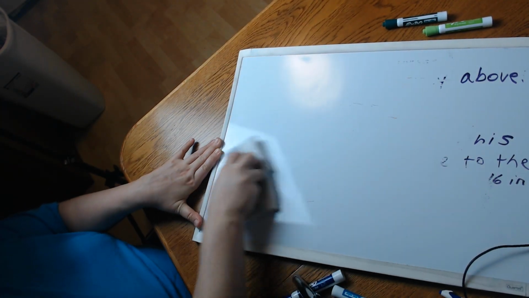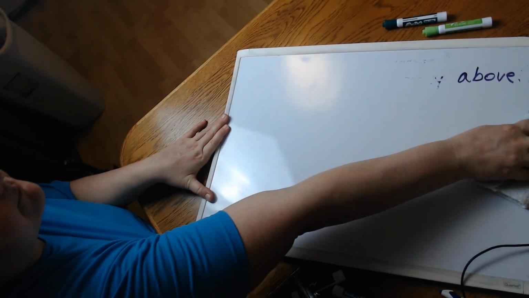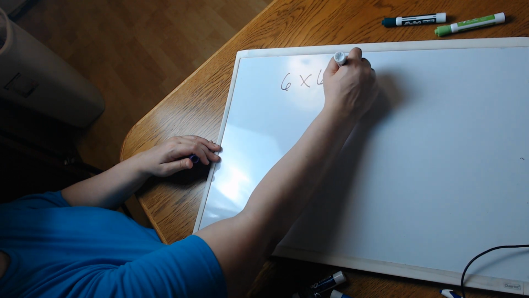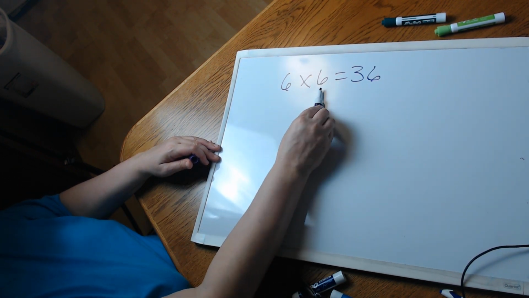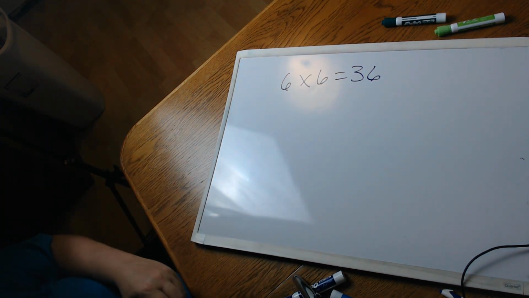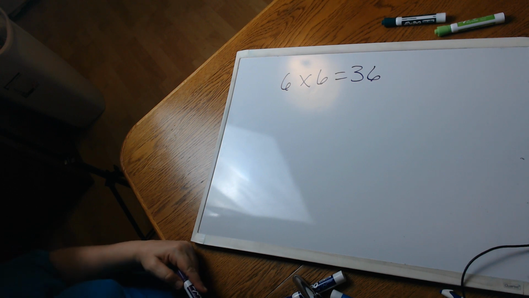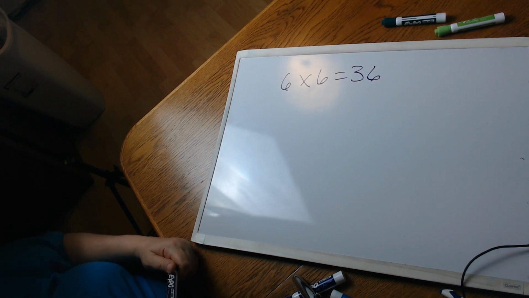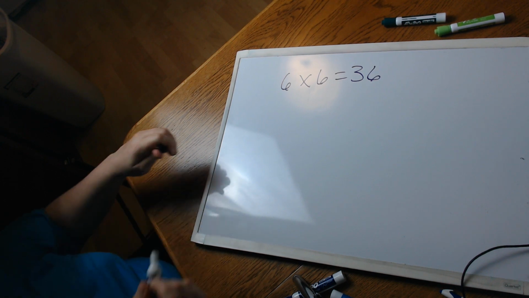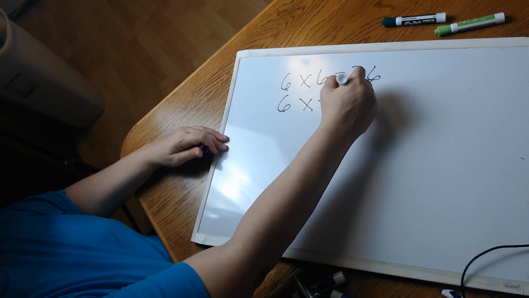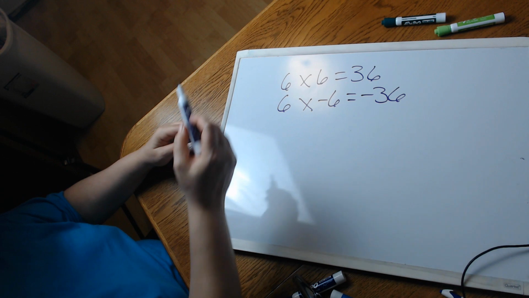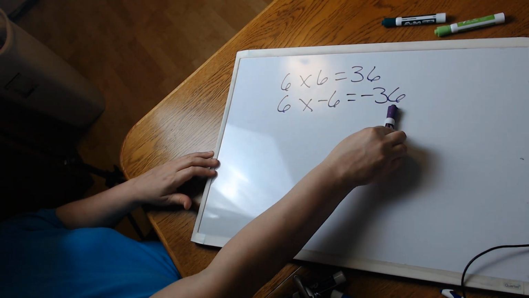Next, we're going to talk about multiplying and dividing negative and positive numbers. Okay, so we have to know the rules. A positive number times a positive number has a product that is positive. An example of this is 6 times 6 equals 36. Positive number times a positive number equals a positive number. Okay? Here's another rule. A positive number times a negative number has a product that is negative. Here is an example of this. 6 times negative 6 equals negative 36. That's a positive times a negative equals a negative.